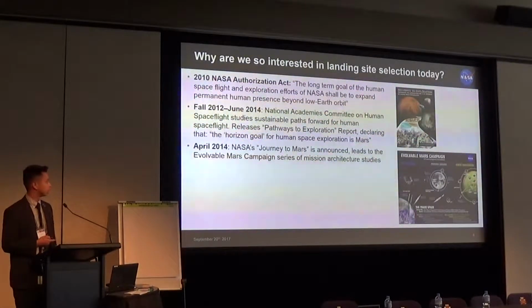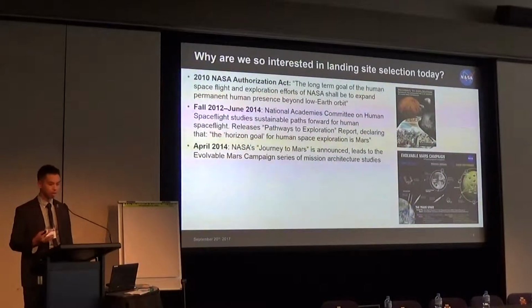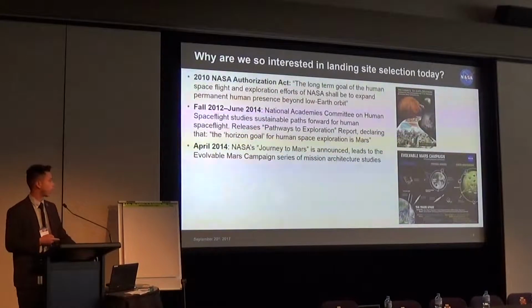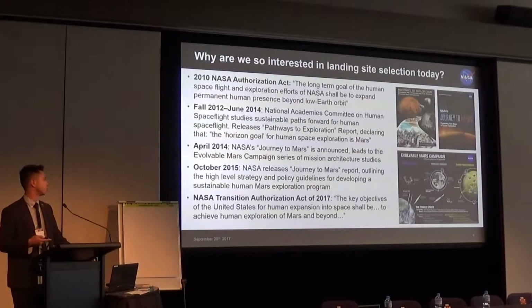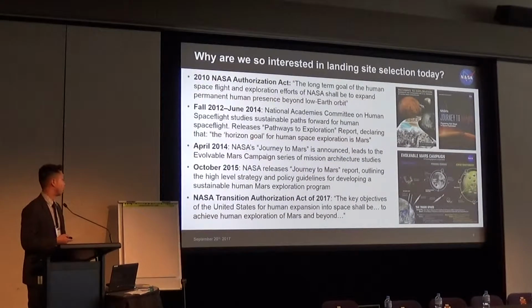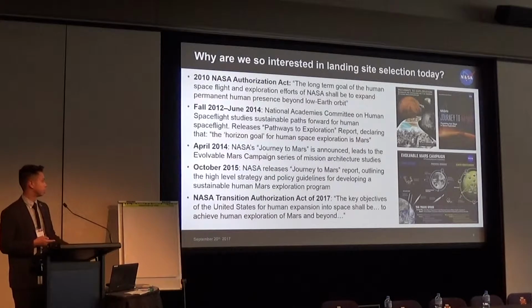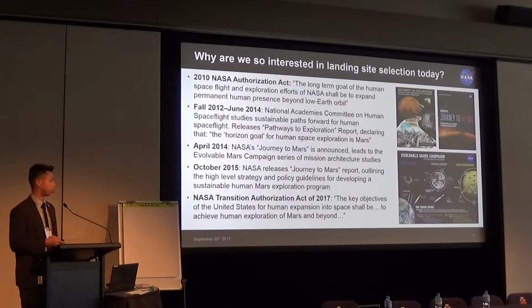In 2014, NASA kicked off what's called the Evolvable Mars Campaign, which is a series of studies looking at various trades of how you'll transport crew there and what your propellant combinations are. It started looking at what your landing site should look like and what you need on the surface. In 2015, a document came out called Journey to Mars, and it outlined the strategy and policy guidelines that NASA was hoping to adopt to develop a sustainable human Mars exploration program. And then this was reaffirmed earlier this year in this year's Authorization Act, where achieving human exploration of Mars and beyond was the key objective of the space program, at least in the US.